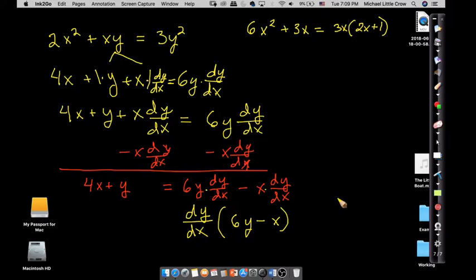I remember the day this kind of clicked for me. It wasn't the first day I saw it. It wasn't the 100th day I saw it. It was after many years of struggling with it. One day it just clicked: oh, we're just factoring. But that's what you need to do with these.